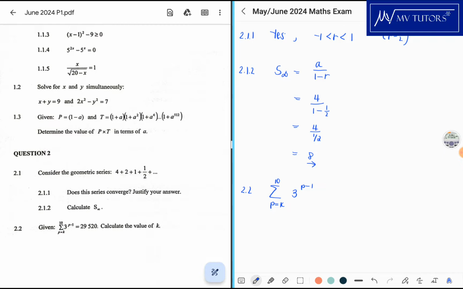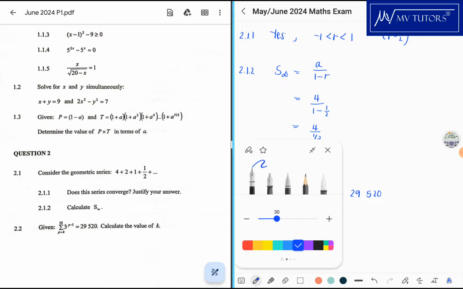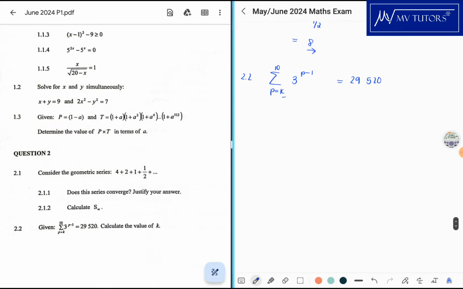They tell you the sum from k up until 10 for this series. If you add up all those terms, you're going to get 29,520. Now it says calculate the value of k. So what do you do normally when you have sigma notation? I would suggest, first of all, get the first term, the second term, and the third term. By finding those terms, you eventually get your common ratio.